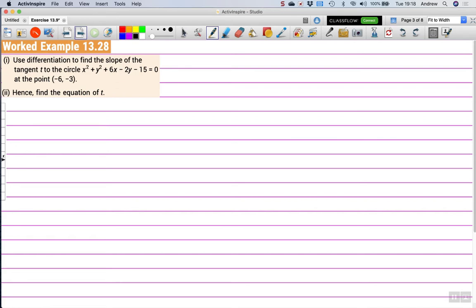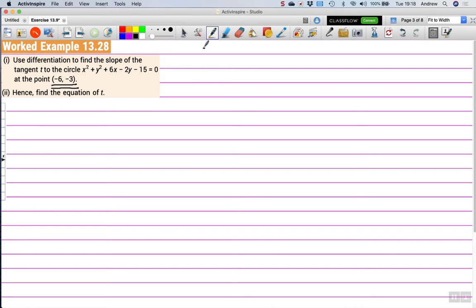Okay, last example today. We're going to use differentiation to find the tangent to the circle x squared plus y squared plus 6x minus 2y minus 15 is equal to 0 at the point minus 6, minus 3. And then it says, hence find the equation of t. I'll come on to that in a few minutes.